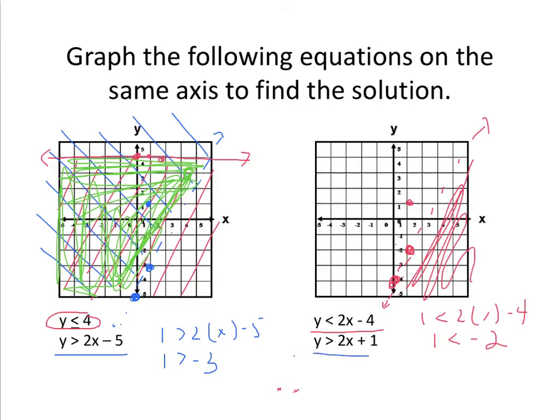So here I have y is greater than 2x plus 1. So starting at 1, rise 2, run 1. I get a dotted line here as well. I'm going to use this same point right here of 1, 1. So 1 is greater than 2 times 1 plus 1. So 1 is greater than 3. Okay, this is not true either, so I'm going to shade the opposite side.